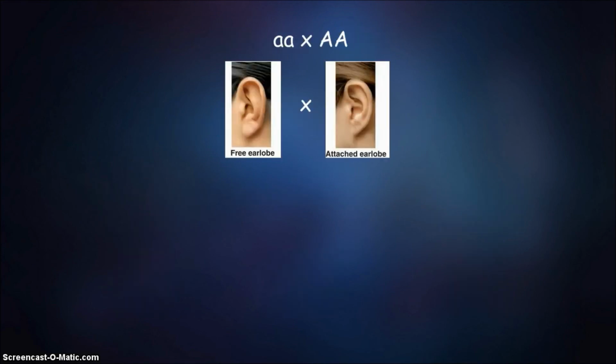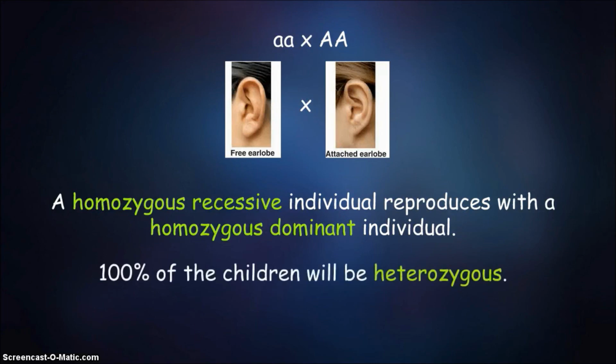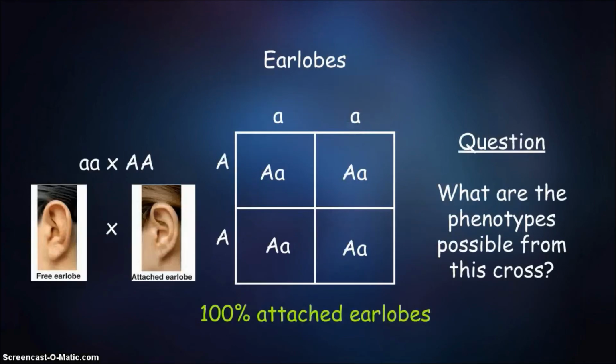Here are the individuals from that earlobe example, a crossing with big A. In a sentence, it would make most sense to say a homozygous recessive individual reproduces with a homozygous dominant individual. And the result would be 100% of the children will be heterozygous. If we go back to the earlobe examples, you'll see the children in the Punnett square are all heterozygous.